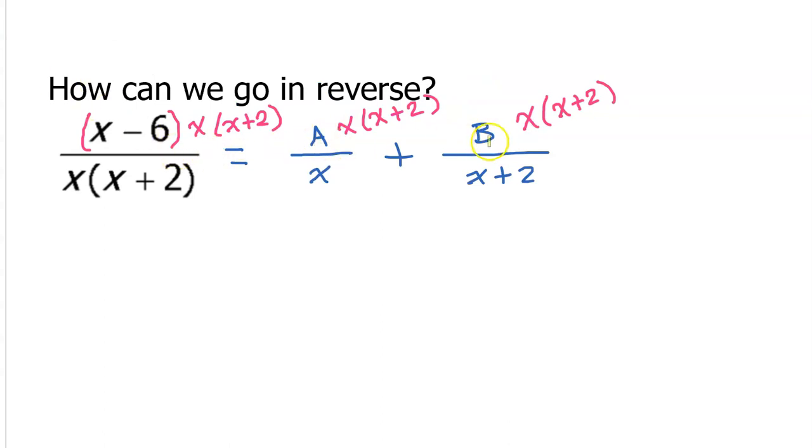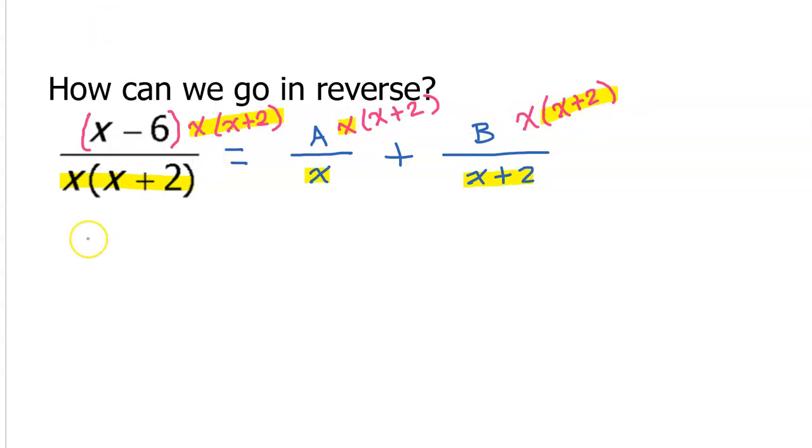To solve for a and b, we need to start by multiplying both sides of this equation by the common denominator x times x plus 2. Notice that on the left side, the x times x plus 2 and this x times x plus 2 cancel each other out. On the next fraction, the x's cancel out, and on the final fraction, the x plus 2 and the x plus 2 cancel each other out.